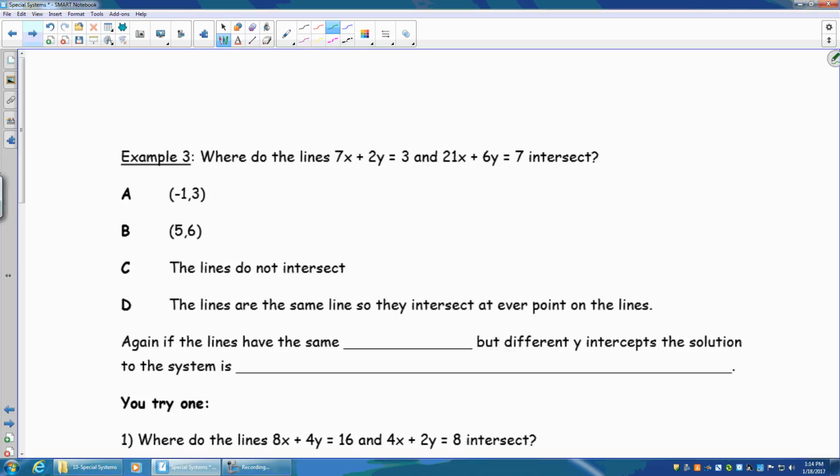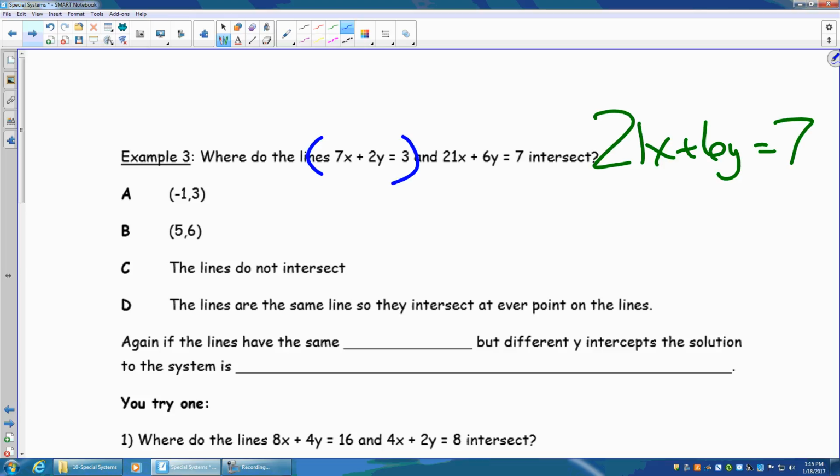All right, so let's take a look at example 3. I think this is the last one, and then I think I have you trying one. So where do these two lines intersect? Let's go back to this. 21x plus 6y is 7. We're going to put the bigger one, and then let's see, what can I multiply this by to get rid of, I don't know, let's do the x's. So I want negative 21 x's.